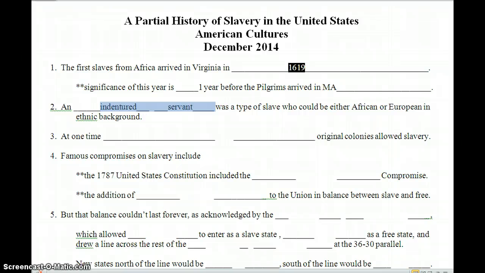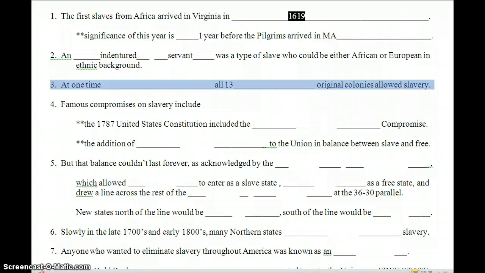At one time in America, all 13 original colonies allowed slavery. We were British, of course, when America first started. The British Empire allowed slavery, and it was true that all 13 colonies, including Pennsylvania, at one time allowed slavery. There were a lot of people in America concerned about the moral issues of slavery, and slowly but surely the northern states began to abolish it or eliminate it early on.